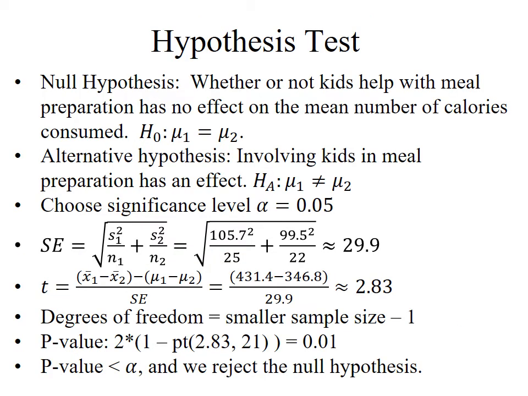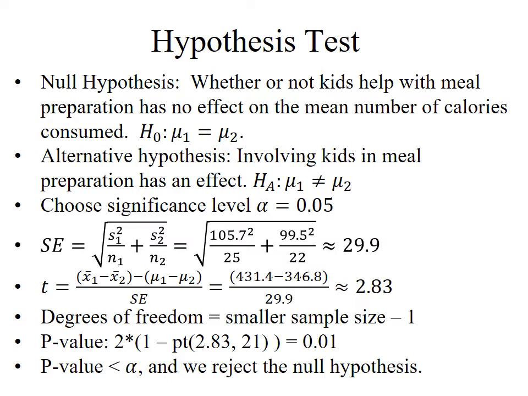All right, it looks like we have a difference here. Let's conduct a formal hypothesis test to see if we really have one. What's the null hypothesis? Well, the null hypothesis is nothing to see here. It's all just due to random chance. Don't worry your pretty little head about it. In this case, the null hypothesis says it doesn't make any difference. Whether or not kids help with meal preparation has no effect on the mean number of calories consumed one way or the other.